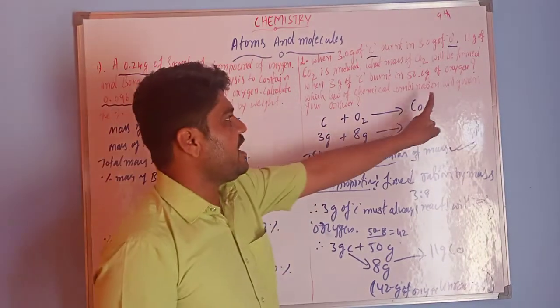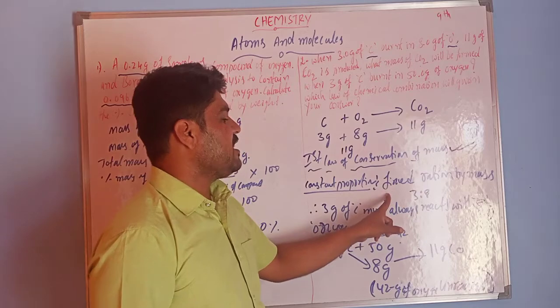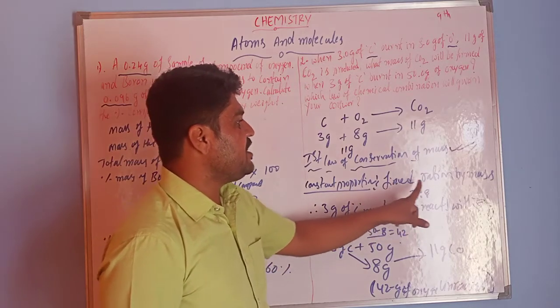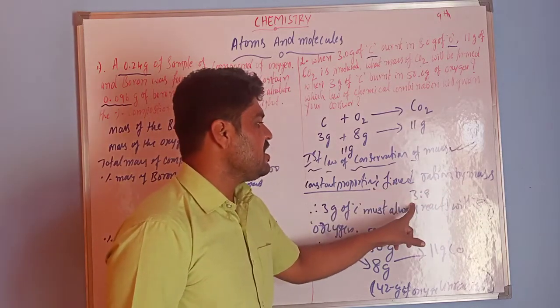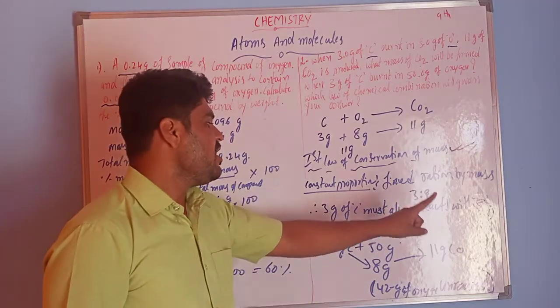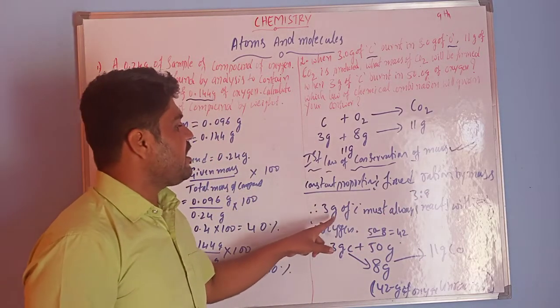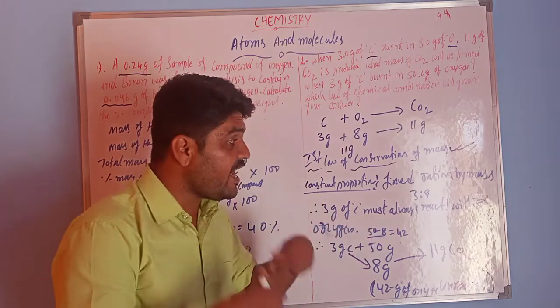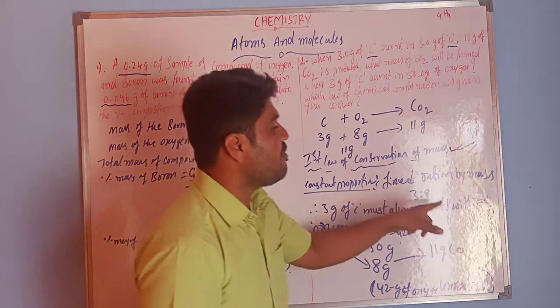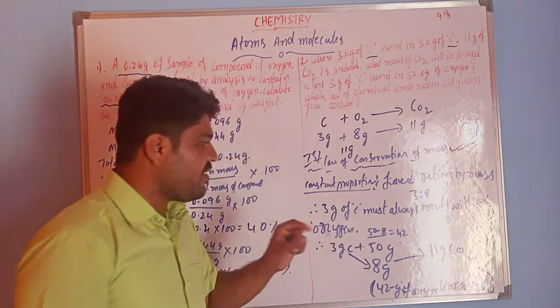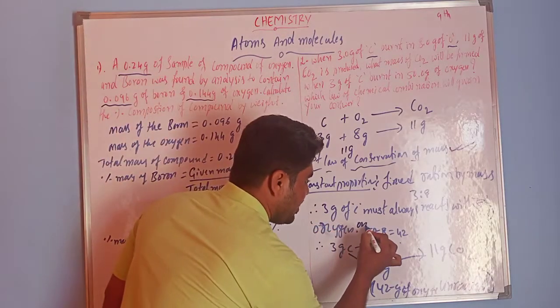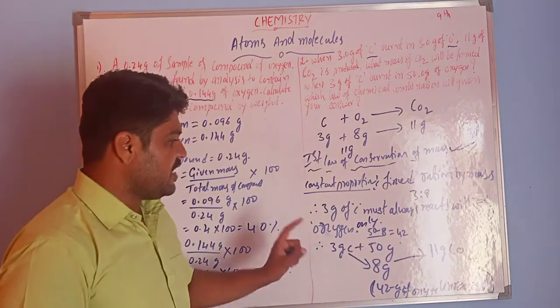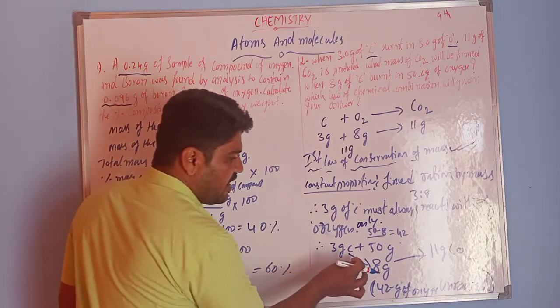This carbon dioxide is always formed in a fixed ratio by mass, that is 3:8. That means 3 grams of carbon must always react, or combine, with 8 grams of oxygen only.